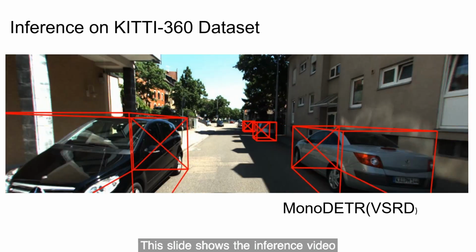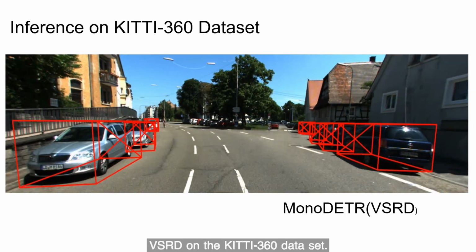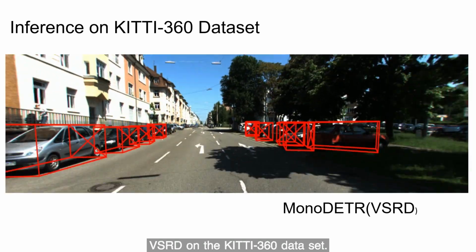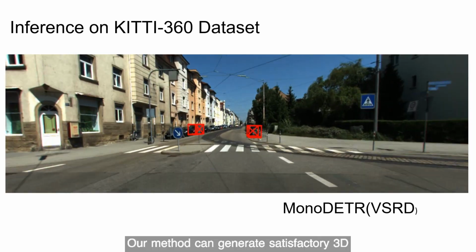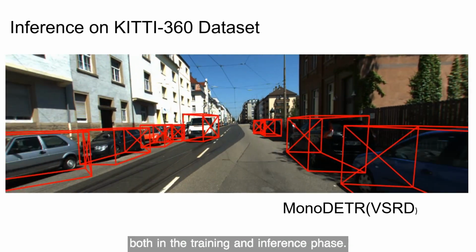This slide shows the inference video using weakly supervised Mono-DETR using VSRD on the KITTI 360 dataset. Our method can generate satisfactory 3D bounding boxes without using LiDAR sensors both in the training and inference phase.